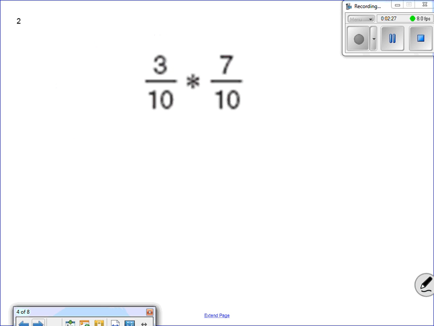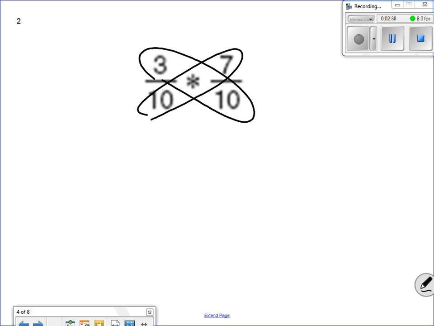Here's another problem. First of all, let's take a look. Can we cross reduce these things? 7 and 10, I can't make them any smaller. 3 and 10, I can't make them any smaller. So with that being said, kids, I know when I multiply across, I cannot get my answer any smaller. So let's take a look. 3 times 7 is 21. 10 times 10 is 100. I cannot reduce that any further down. So that problem was done.